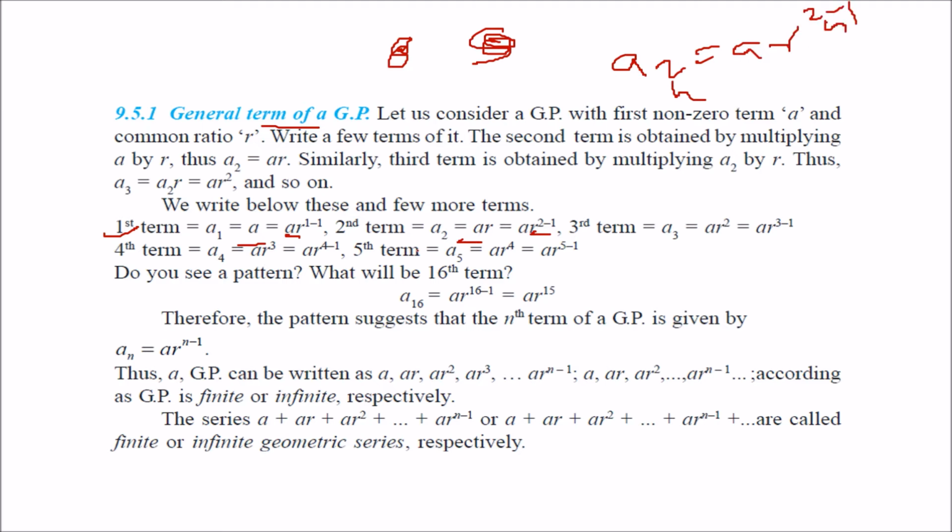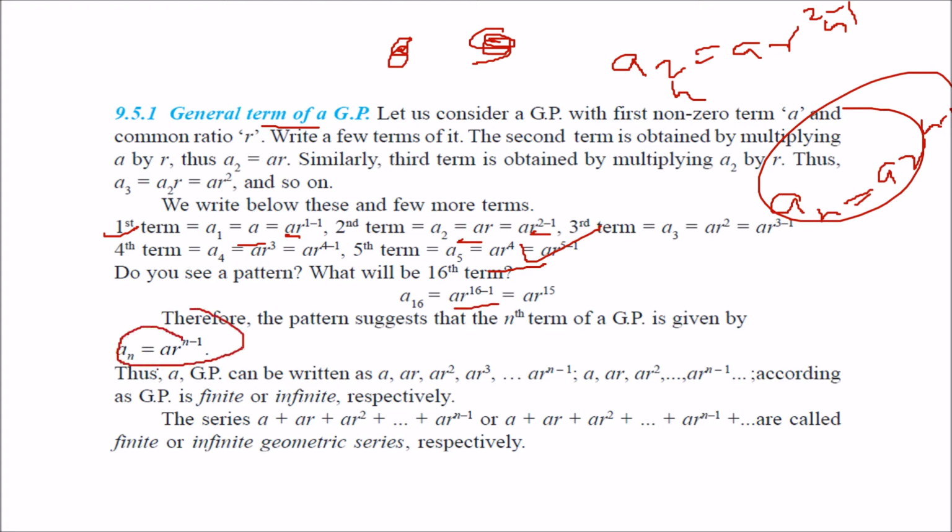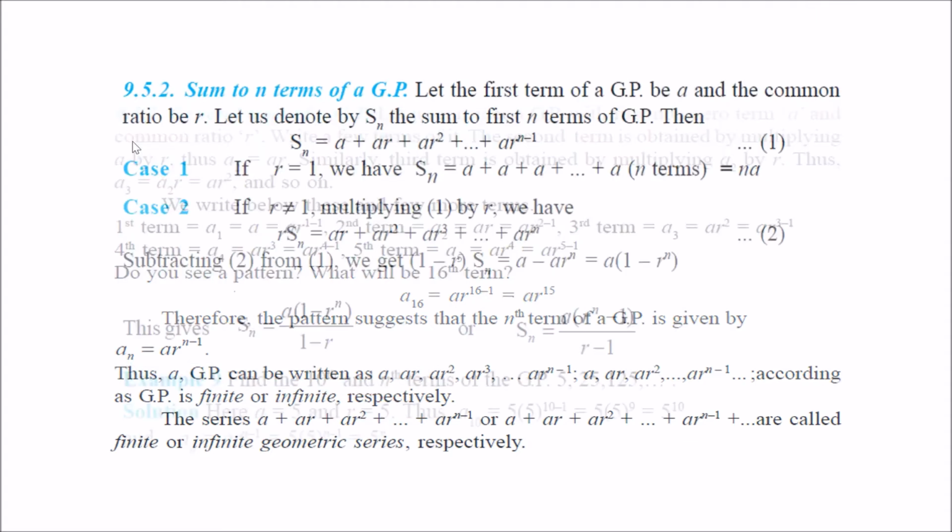So you can write any nth term as AN equal to AR to the power n minus 1. This AR to the power n minus 1 is your nth term. So the series is A, AR, AR square, up to AR to the power n minus 1. This is the series for you. It is finite if it stops, infinite if it goes on.